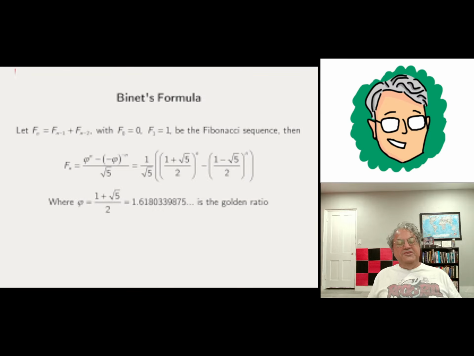Pretty neat. And it's always an integer, even though the quantities inside this complicated formula are not integers, the result's always an integer. It's always a Fibonacci number. So I think that's pretty neat.